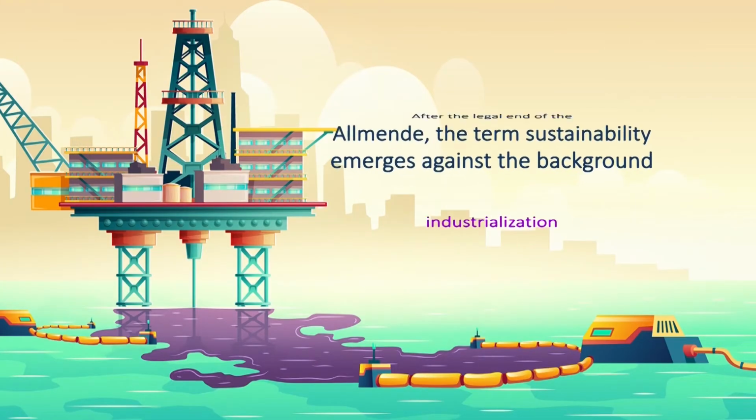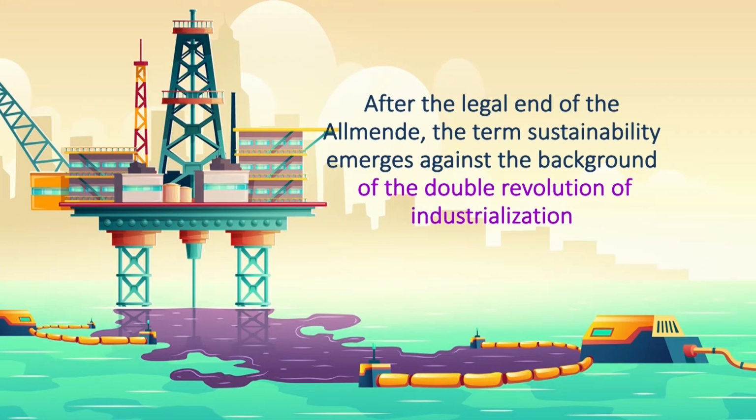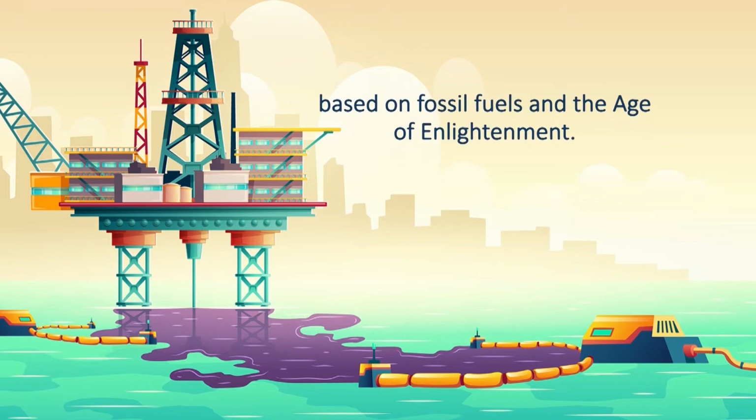That means they legally stopped that concept of this Almaty system. That means after the legal end of the Almaty, the term sustainability emerges against the background of the double revolution of industrialization based on the fossil fuels and the age of enlightenment. And if you look into the fossil fuels era, that was happening especially at the end of the 18th century. As we know, the agrarian solar energy system could no longer provide either sufficient food or the required energy.